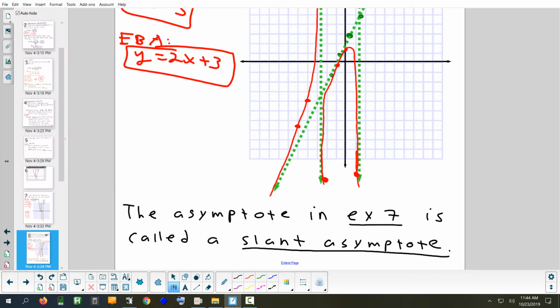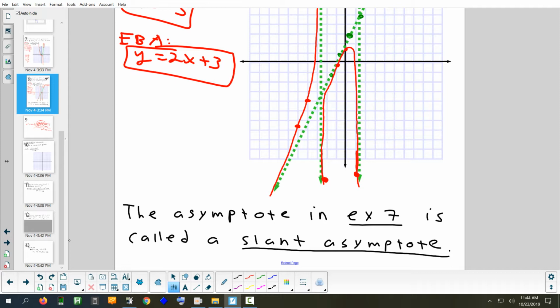On the test, are we gonna have actual graph paper to do it on, or are we gonna have to make our own? Yep, you will have graph paper. Okay. Yeah.